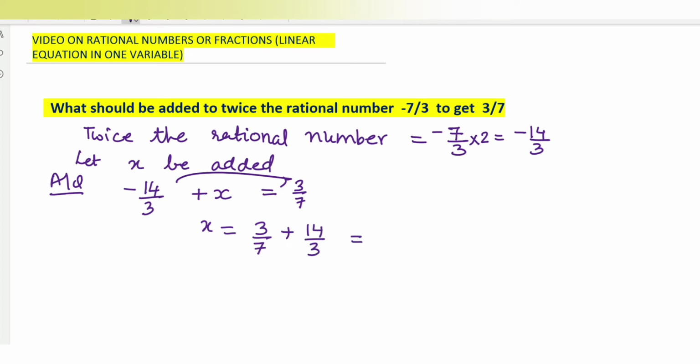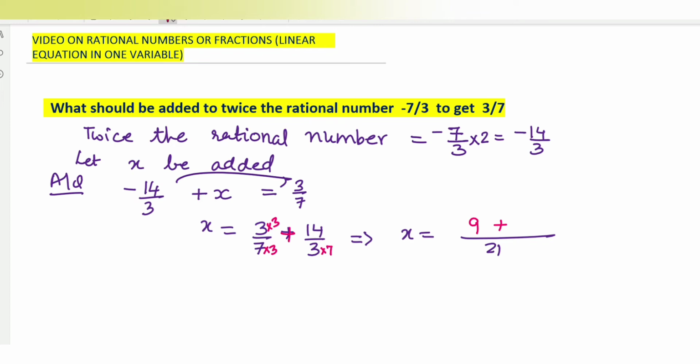Now take the LCM. This implies x is equals to 7 3s are 21, or if you are having problem in taking LCM, you make it like terms. 7 multiplied with 3, numerator will also multiply with 3. This will give you 9. Separation sign, you see plus here. Put the plus. 3 again to make 21.